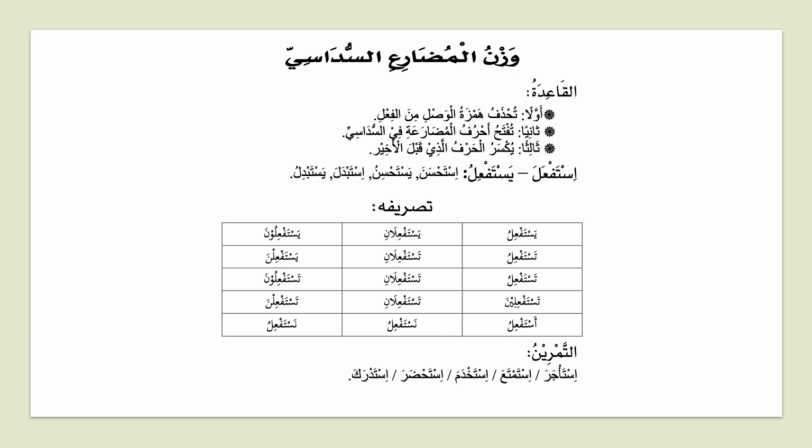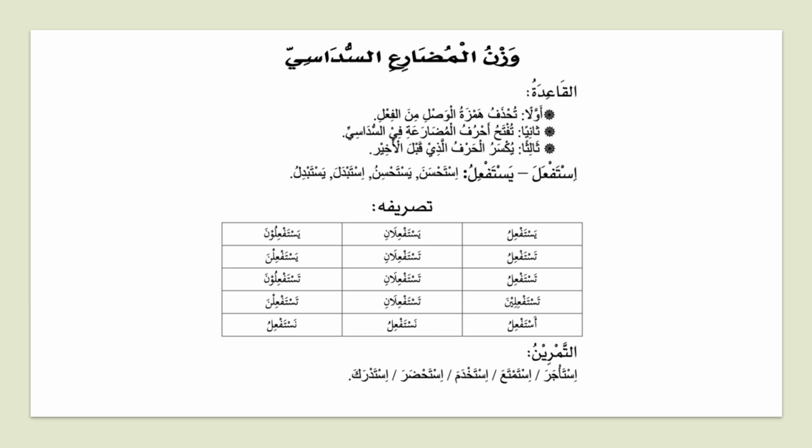وزن المضارع السداسي. We're going to take the 6-letter scale, and there's only one. Why is there only one? He remembers the reason that the author mentioned. He said he gave you this scale due to its popular use, firstly, and secondly, just to make it easier for the beginner, he gave one scale.